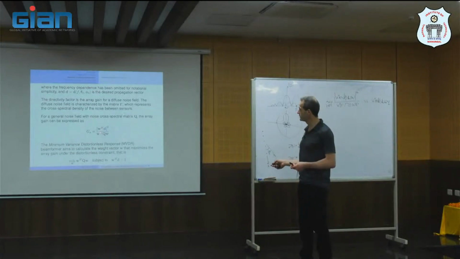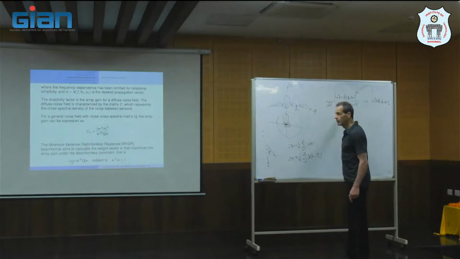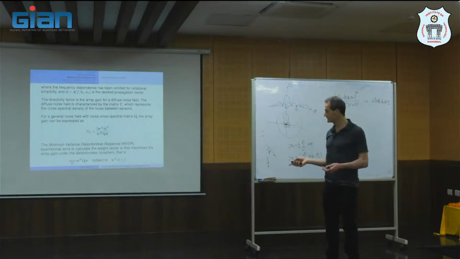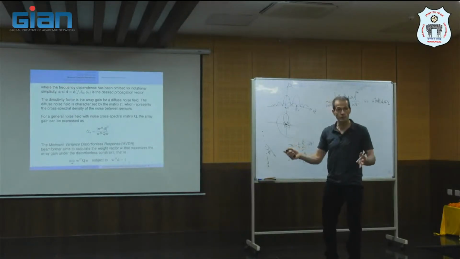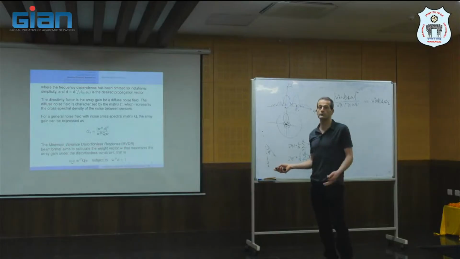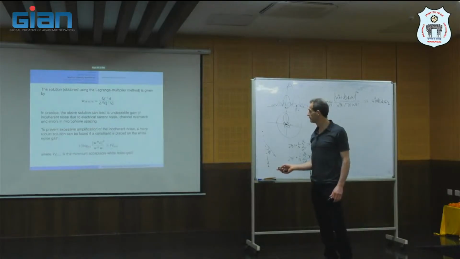And if instead of Q we put gamma, what we had before, which is the same matrix but suitable for diffuse noise, then how do we call it? Instead of minimum variance distortionless response, it will be called maximum directivity beamformer. Okay?